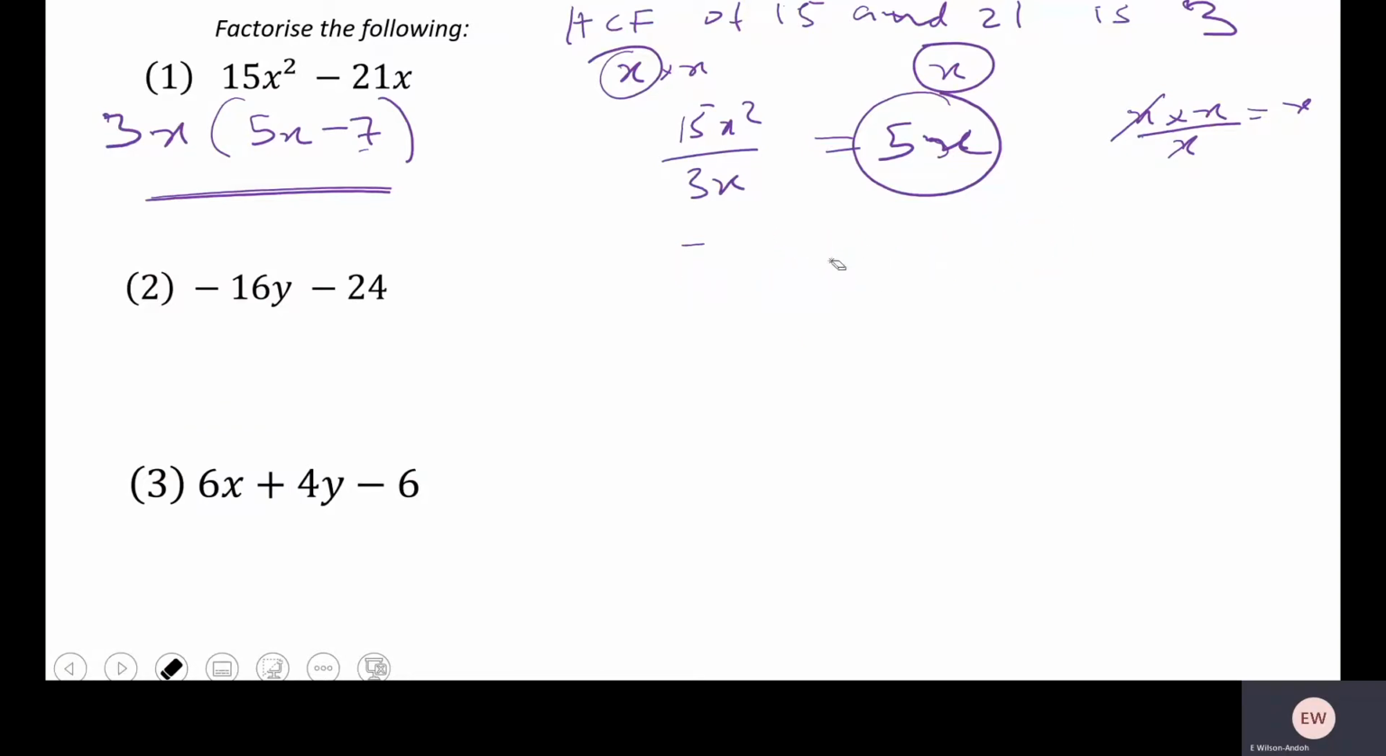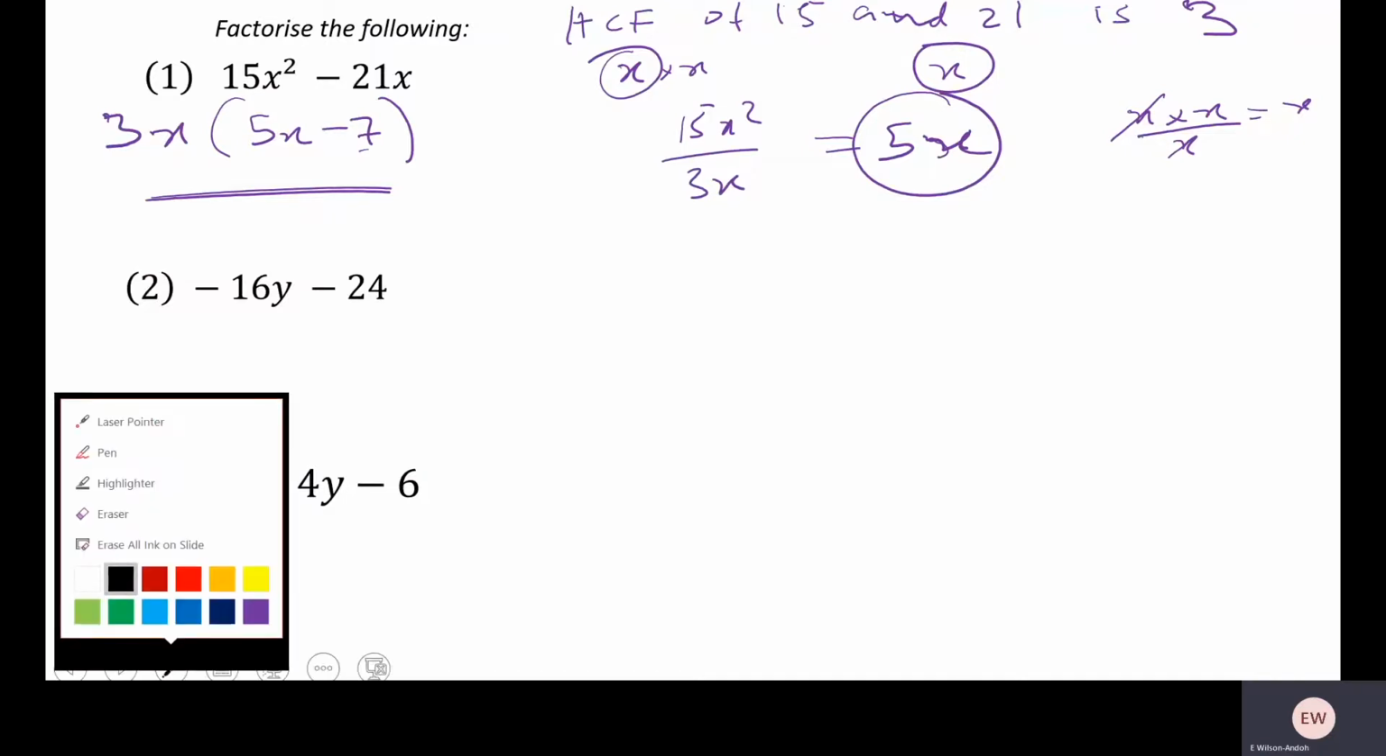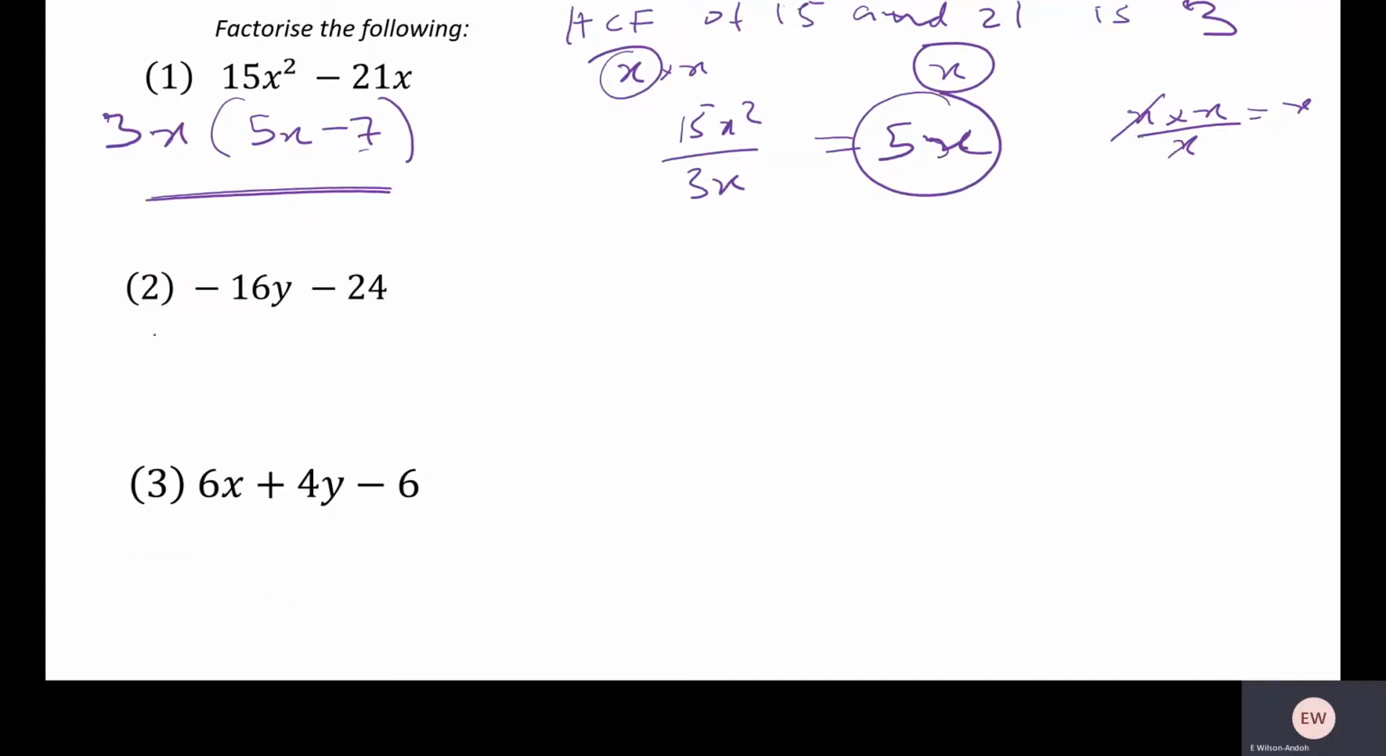In the second example, we have negative and negative common to both. So you can bring the negative out. And then the HCF of 16 and 24 is 8. So we bring 8 out. Now let's check the variable. We have y here. We do not have any variable there. So no common variable. Let's open our bracket now.